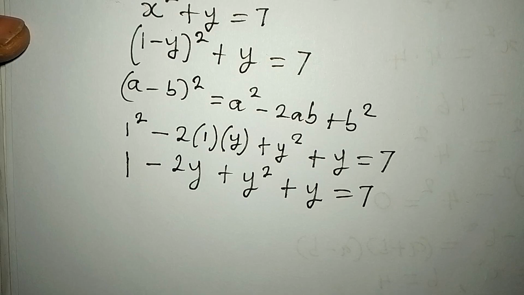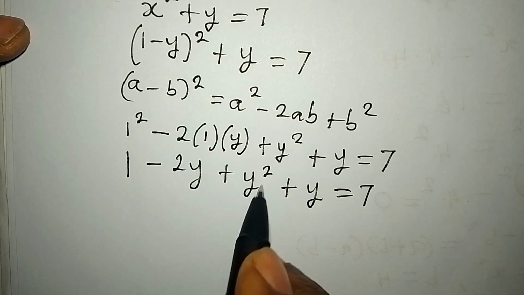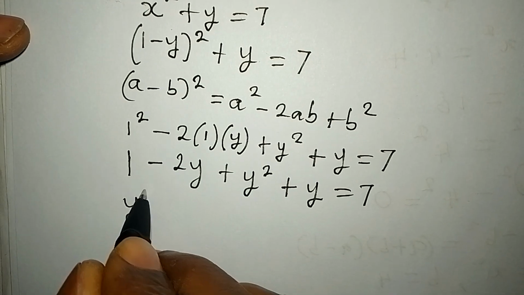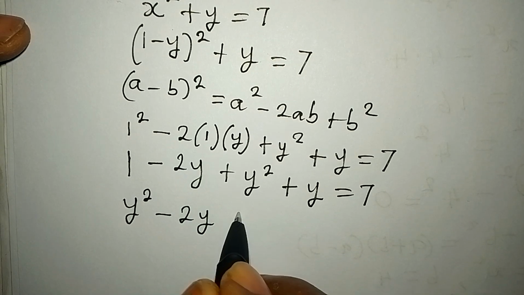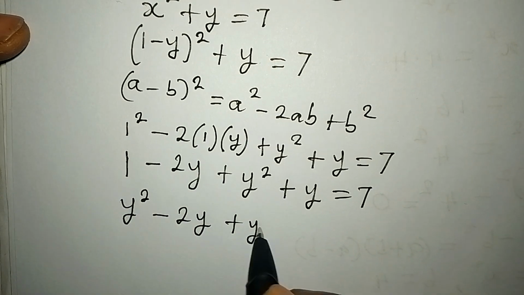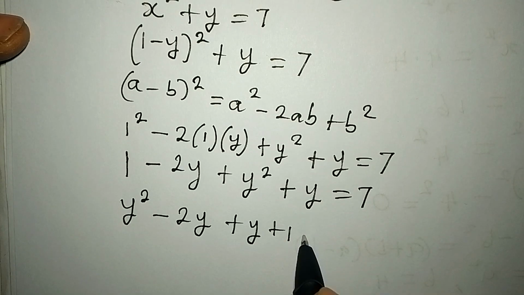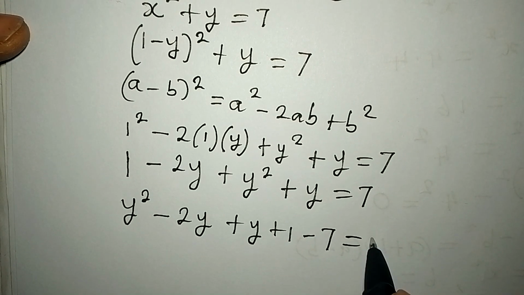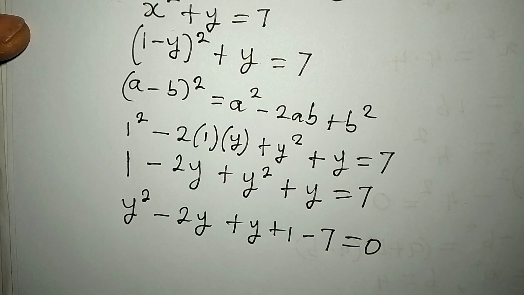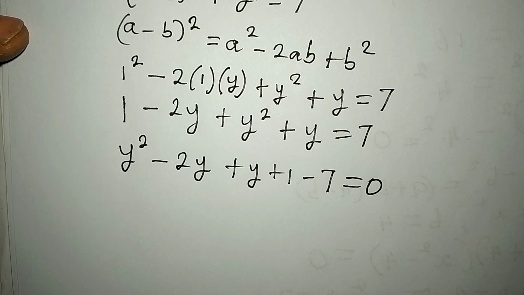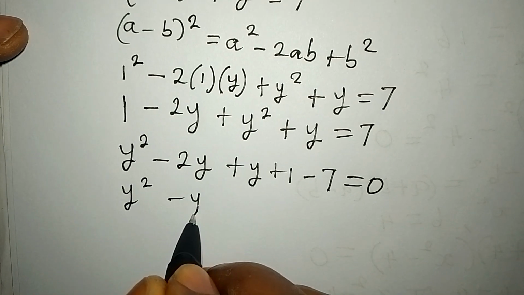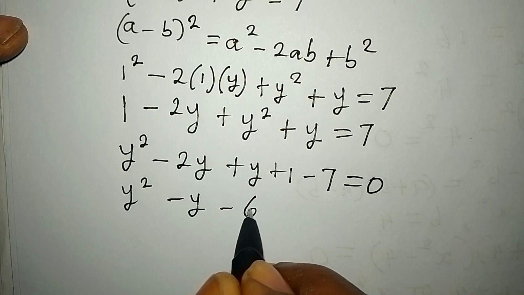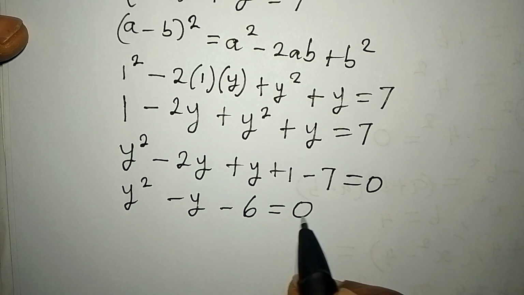Let's arrange this well, beginning with the one with the highest power, and that is y squared. Then we have minus 2y, plus y, plus 1, and this becomes minus 7, equal to 0. And then from here, we can say that y squared minus y minus 6 is equal to 0.